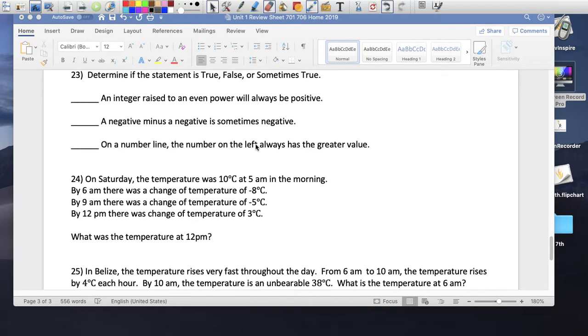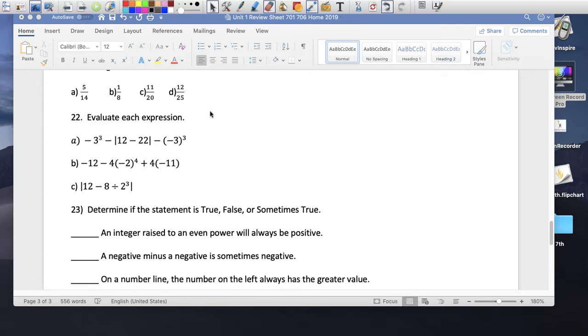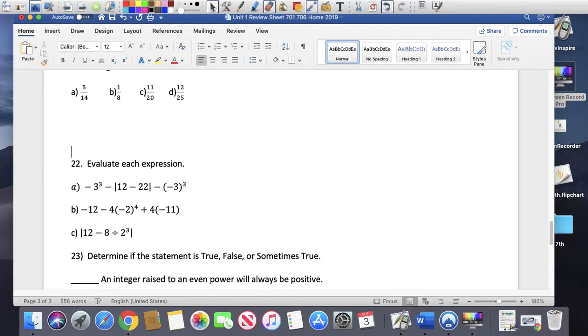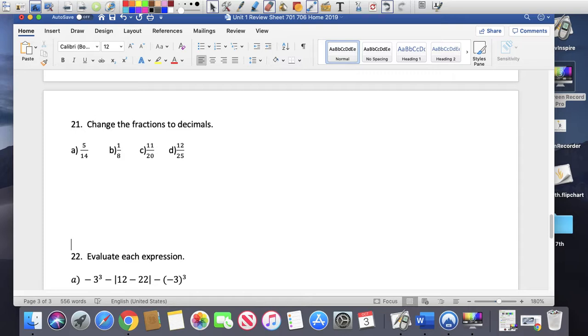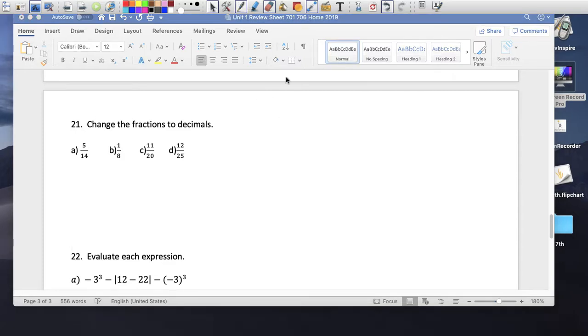Change the fractions to decimals. Okay, I can do that. So get a little practice here. 5 over 14, so it's 5 divided by 14. Doesn't matter the magnitude, the size of the number. You know, it's the numerator that always goes inside.